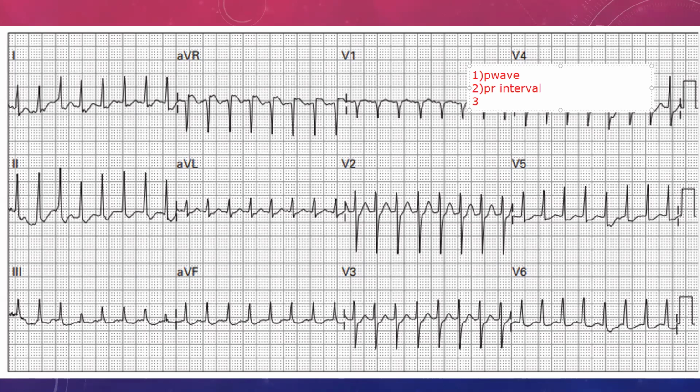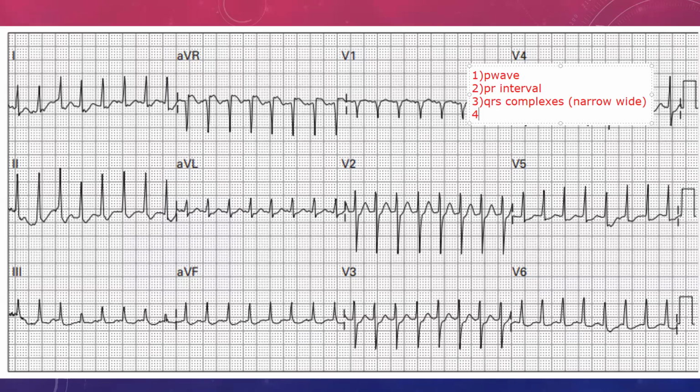That's the PR interval. Number three, we're looking at the QRS complexes themselves. Are they narrow or wide? The reason why we look at that is that a narrow complex generally means the ventricle is receiving its electrical signal from the atrium. And if it's wide, it generally means the ventricle is not receiving anything from the atrium and is actually functioning on its own.